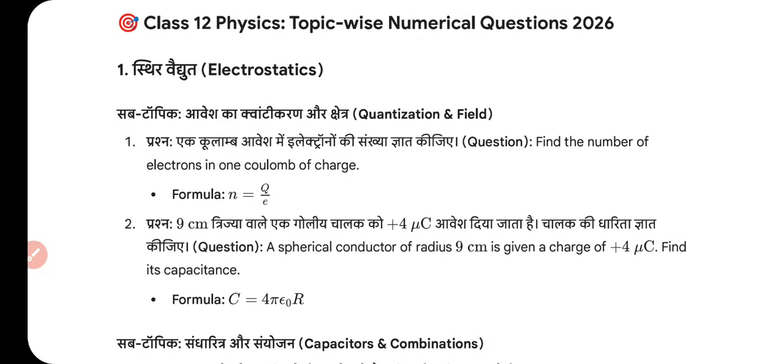Short types of numerical: find the number of electrons in 1 coulomb of charge. How to calculate this question? Simple formula, q equal to plus minus n e. Put in the charge and calculate the answer.